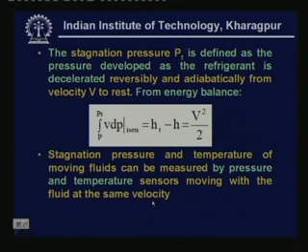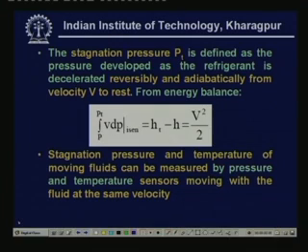Similar to stagnation enthalpy or total enthalpy, you can also define what is known as stagnation pressure and stagnation temperature. The stagnation pressure Pt is defined as the pressure developed as the refrigerant is decelerated reversibly and adiabatically from velocity V to rest. Okay. And from energy balance you can show that, when you reversibly and adiabatically bring down the velocity from value V to 0, you get this expression Ht minus h is equal to V square by 2.